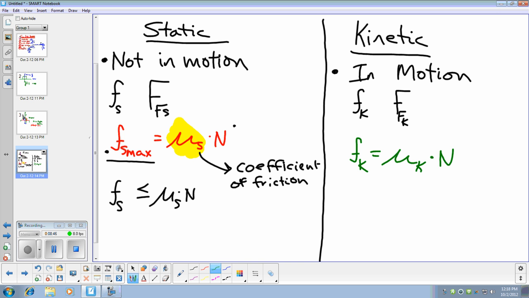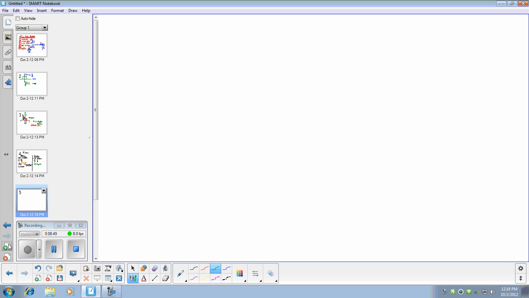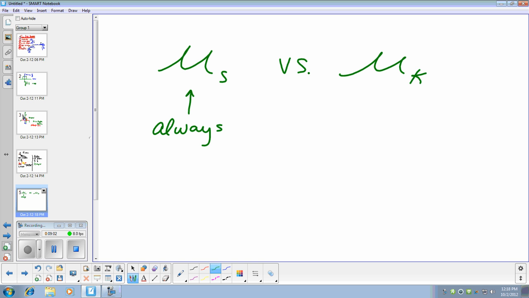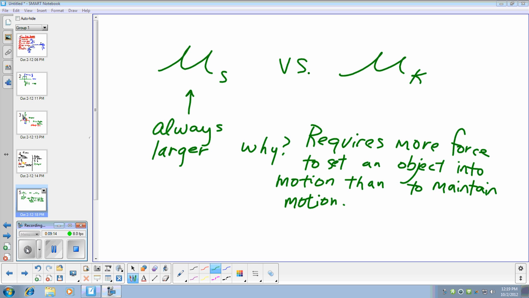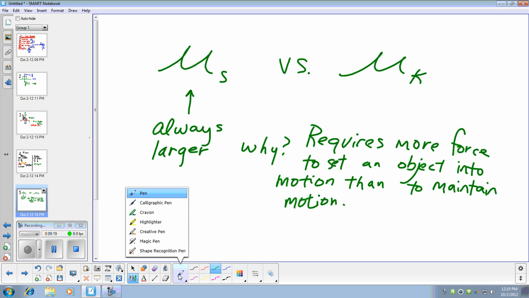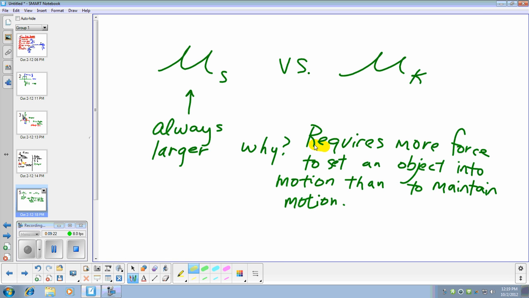Let's flip to another slide. Our coefficient in the static versus our coefficient in the kinetic. What we're going to see is that our coefficient of friction for the static is always going to be larger than our coefficient of friction when the object is in motion. Always larger. The reason is that it takes more force to set an object into motion than it does to maintain the motion.